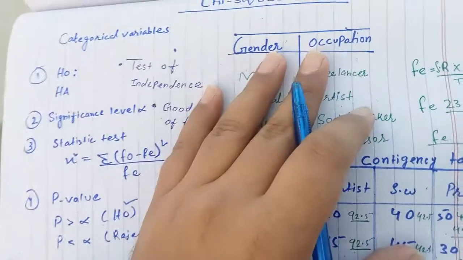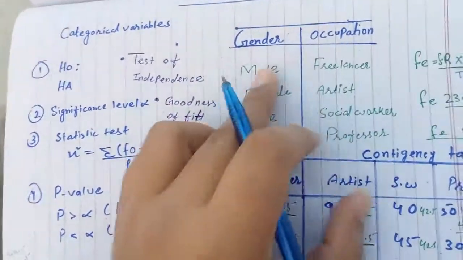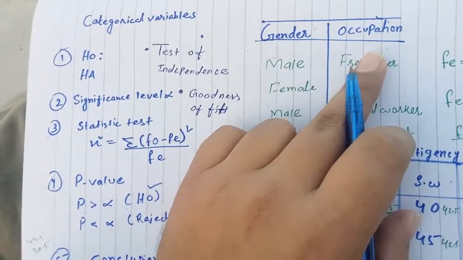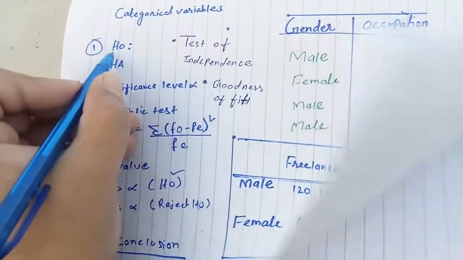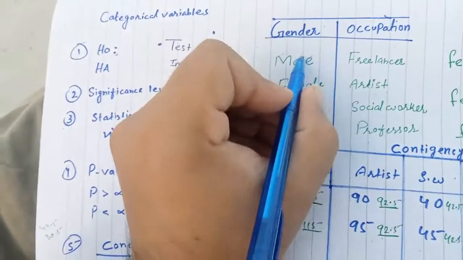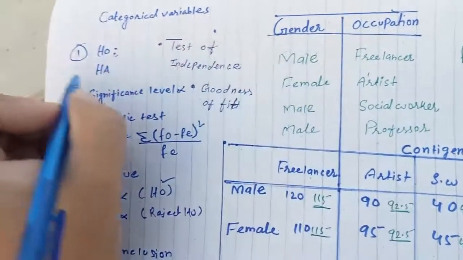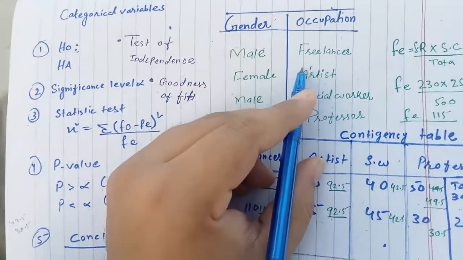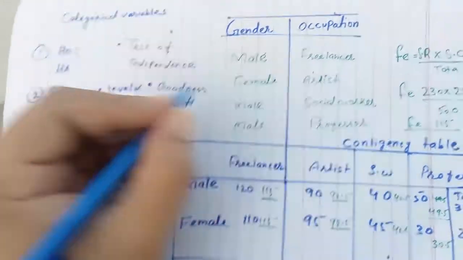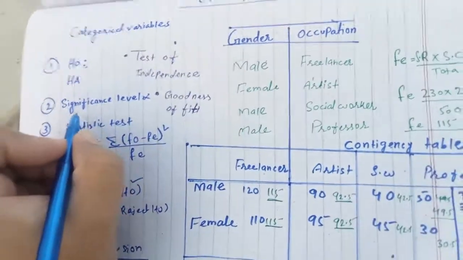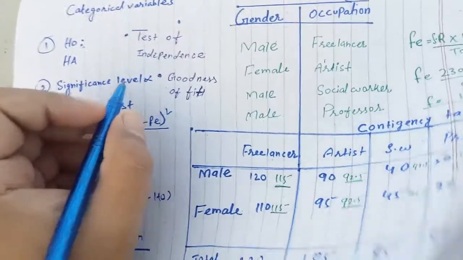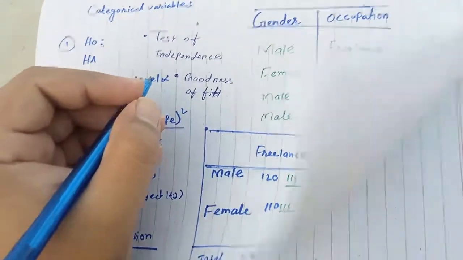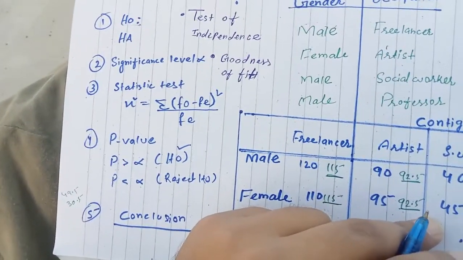So here we are using the same example: whether there is a relationship between these two variables, gender and occupation, or not, right? So how do we do this? There is a null hypothesis which says there is no relationship between these two variables. The alternative hypothesis says there is a relationship between these two variables. Okay. And then we set the significance level alpha. Mostly we use 0.05, right?